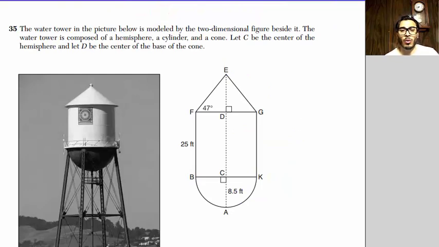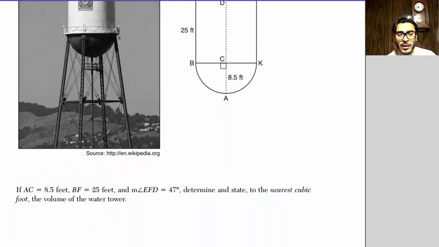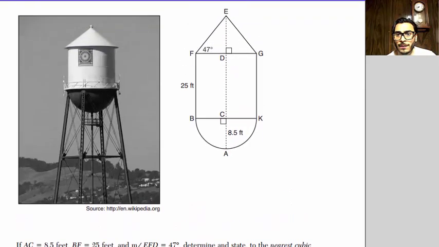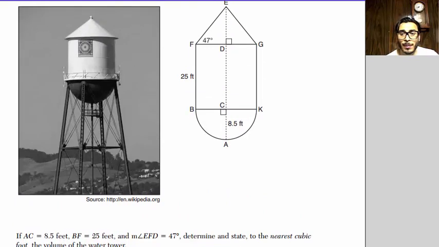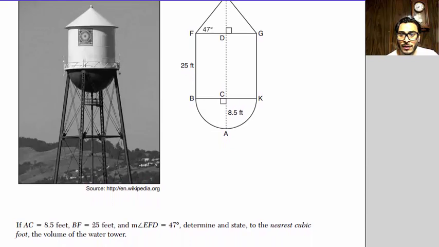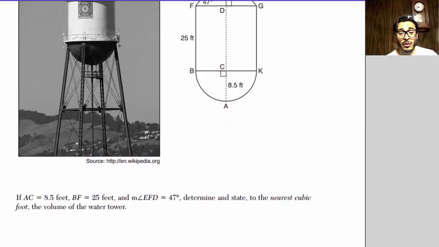Okay, number 35. The water tower in the picture below is modeled by the two-dimensional figure beside it. The water tower is composed of a hemisphere. By the way, a hemisphere is half of a sphere, a cylinder, and a cone. Let C be the center of the hemisphere, and let D be the center of the base of the cone. All right, so the first question says, if AC is 8.5, they did not label that. Oh, they did label it. Okay, AC is 8.5. BF is 25, it's labeled, and EFD is 47. Determine and state to the nearest cubic foot the volume of the water tower.